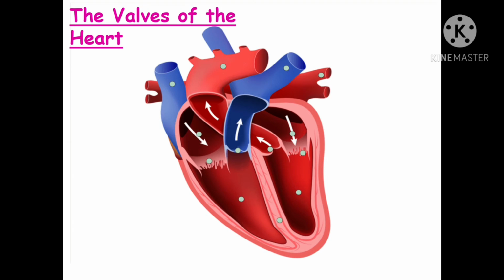Okay, let's look at the valves. So this first valve, which is just between the right atrium and the right ventricle, that is called the tricuspid valve. Now, the right-hand side, R for right, and tricuspid also has an R in it as well. So that's one of the ways I remember that. So the tricuspid valve allows blood from the right atrium into the right ventricle.